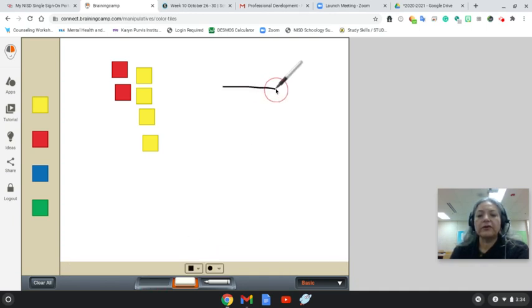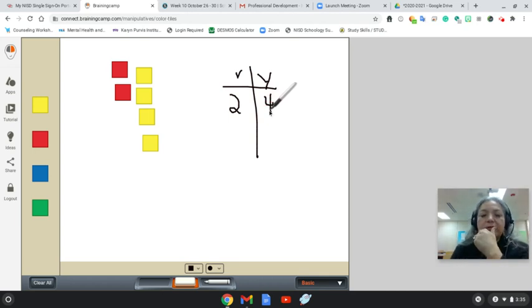I could get this marker. Okay, we're going to create a table and we're going to get red to yellow. So red to yellow, we have 2 red to 4 yellow. So that's my ratio, 2 to 4. So what I'm going to do is go ahead and add 2 more red, and I'm going to put them together and 4 more yellow.